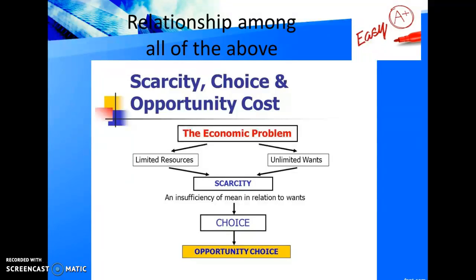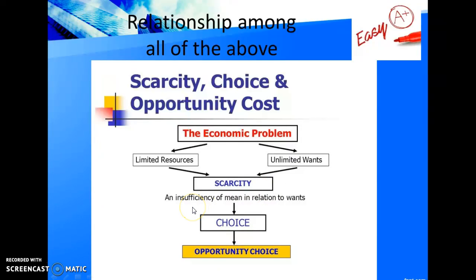Now we have a diagram showing the relationship of scarcity, choice, and opportunity cost. As I mentioned before, the world has a limited amount of resources. Limited meaning that we do not have enough to satisfy everyone's wants. And because everyone keeps having wants and wants, there are unlimited wants in our country and in our world. As a result of limited resources and unlimited wants, we have scarcity. And remember, scarcity is the economic problem and the main reason why we even study economics.